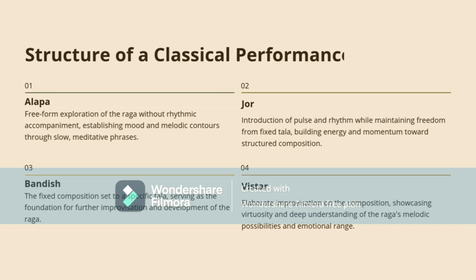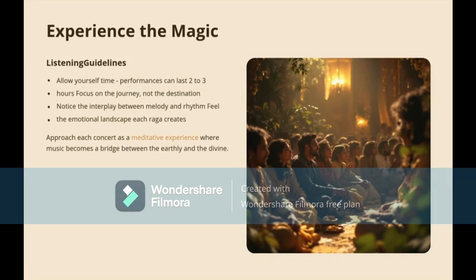That's the next stage, the jor. Here, the musician starts to introduce a subtle pulse, a sense of rhythmic flow, momentum builds. But still no fixed tala cycle. It's a transition, moving from that deep introspection towards rhythmic drive.